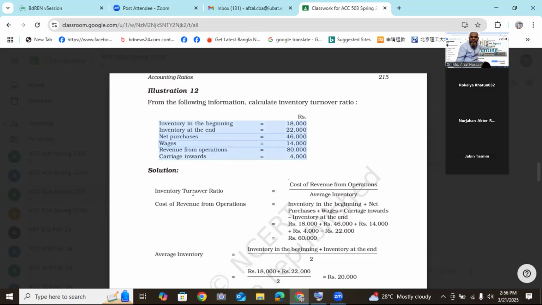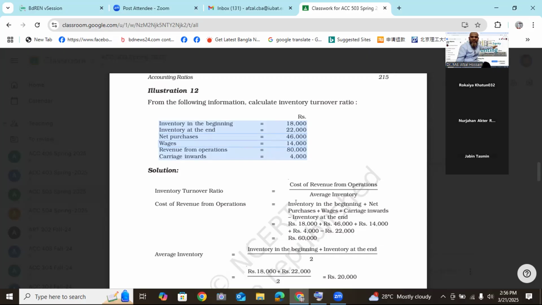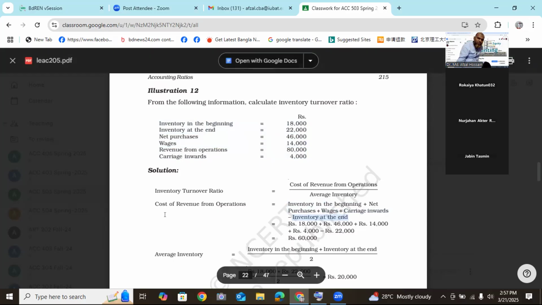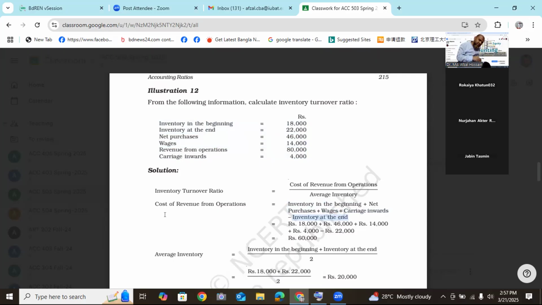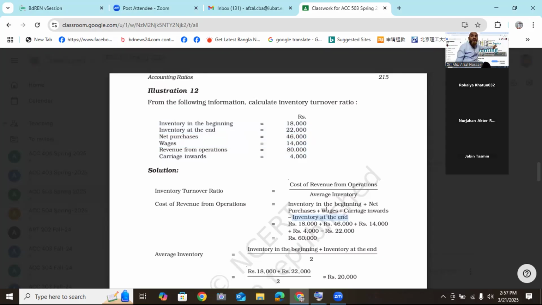How to calculate inventory turnover ratio? First, cost of revenue from operations: inventory in the beginning plus net purchase plus wages plus carriage inward minus inventory at the end. That means cost of goods sold. The formula is opening inventory plus net purchase plus wages. You can add wages also; this is also a direct cost associated with the purchase.